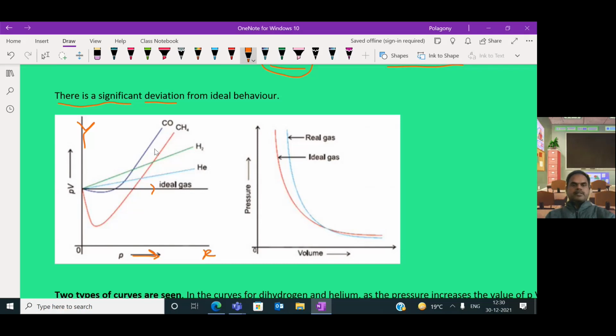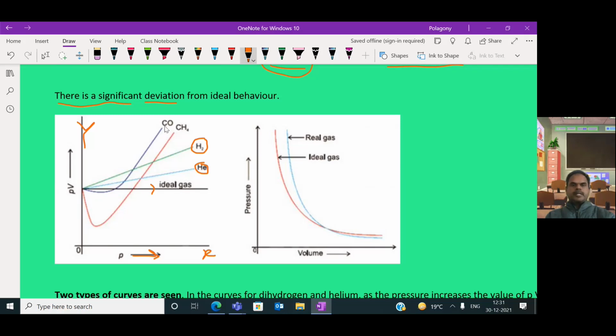But most of the gases are real gases, and it is very difficult to maintain the conditions to get an ideal gas. Look at this: hydrogen and helium show a line above the ideal gas line. They are showing positive deviation, above this horizontal straight line.